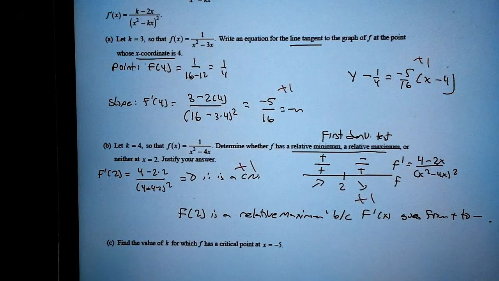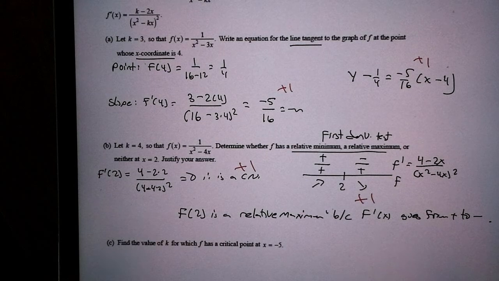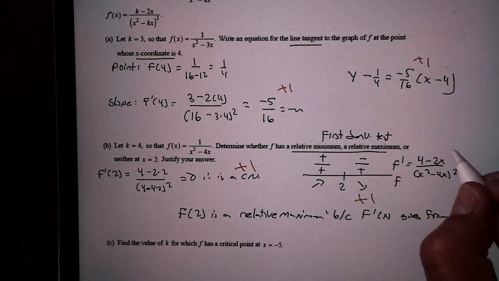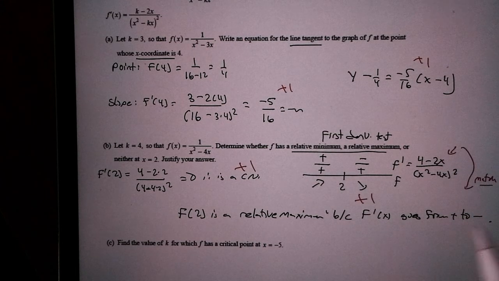Now you might be thinking, but what if I don't have my sign chart? Do I lose points? You could. The AP, they want to see your work. They want to see your justification. They don't just take guesswork. It's a critical number. It's a maximum. You have to have something to justify it. This must match your answer to get that full credit.